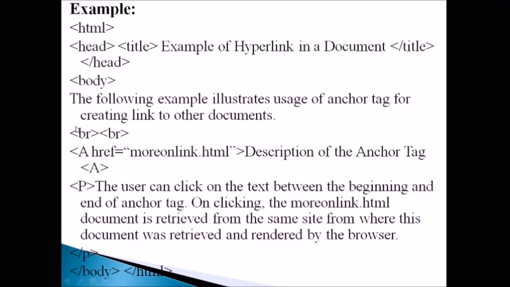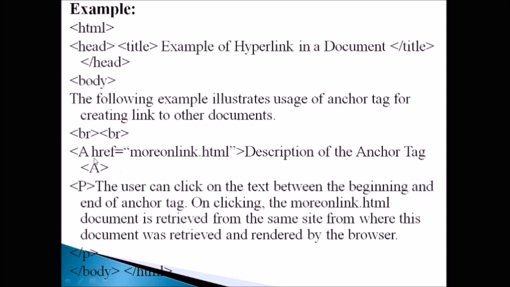Okay, and then there is a line break. Here is an anchor tag A followed with the properties, where the first one is href. The href property has the document name to where we have to move when we click on this text. Okay, and within the anchor tag there is the text description of the anchor tag. Okay, so this is actually the text that will be displayed on the browser. When we click on this text, we will move to this file, that is more on link.html.